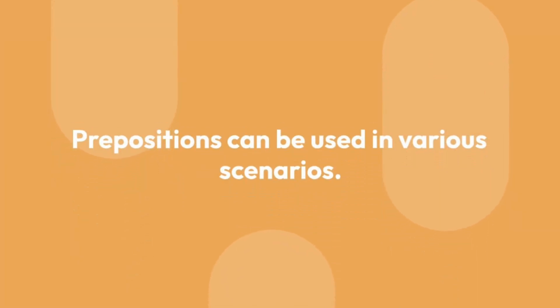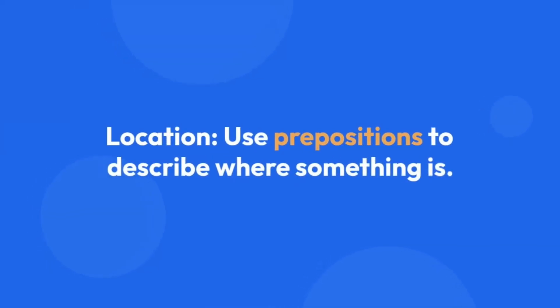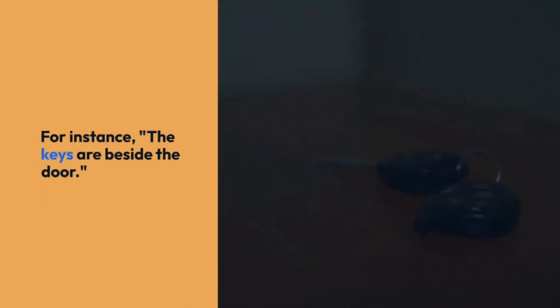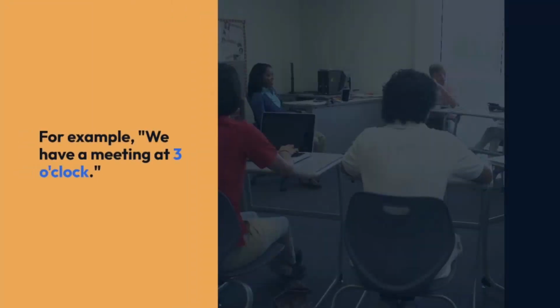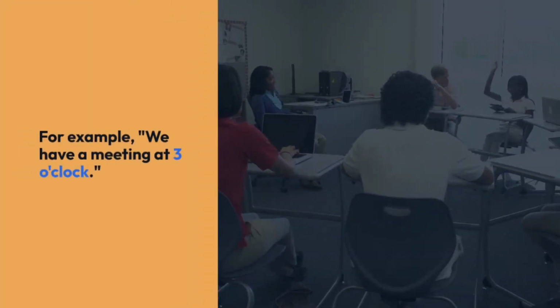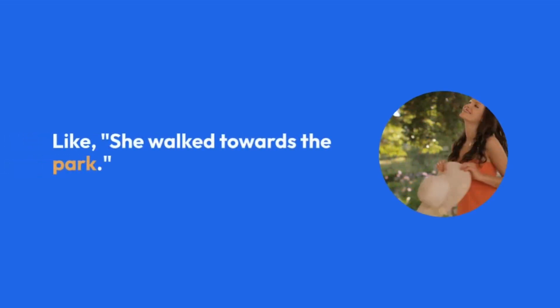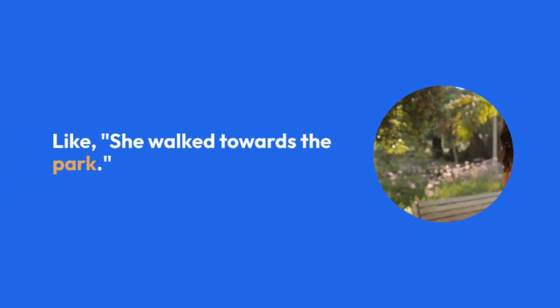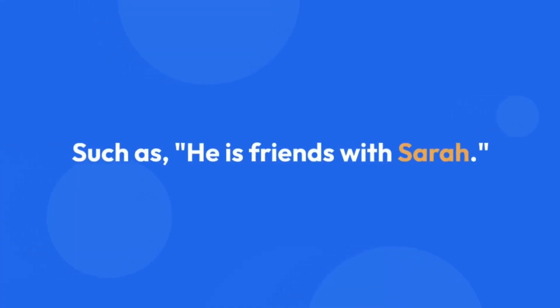Prepositions can be used in various scenarios. Let's explore a few. Location: use prepositions to describe where something is. For instance, the keys are beside the door. Time: prepositions can also help us express when something happened. For example, we have a meeting at 3 o'clock. Direction: prepositions show the way something is moving. Like, she walked towards the park. Relationship: prepositions explain connections between different elements, such as he is friends with Sarah.